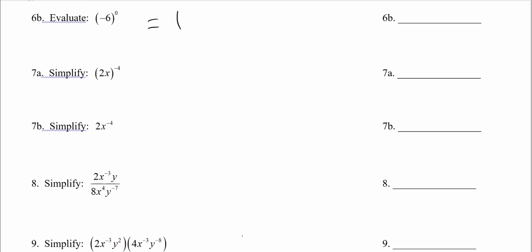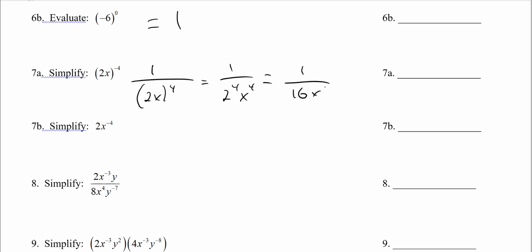Remember, when you have a negative exponent, because this is all in parentheses, it moves everything to the bottom of the fraction. And then everything gets raised to the 4th power. So 1 over 2 to the 4th, x to the 4th. 2 to the 4th is 16. So 1 over 16x to the 4th, and that's your answer.